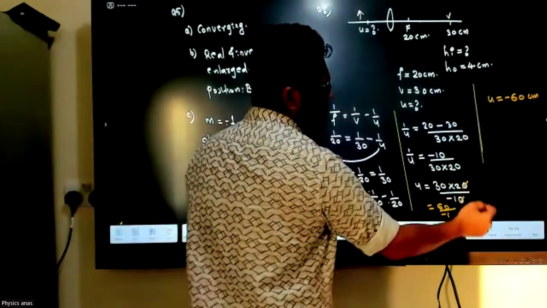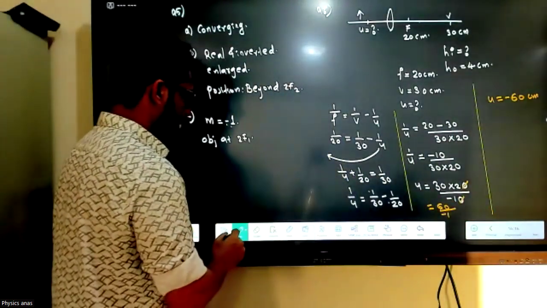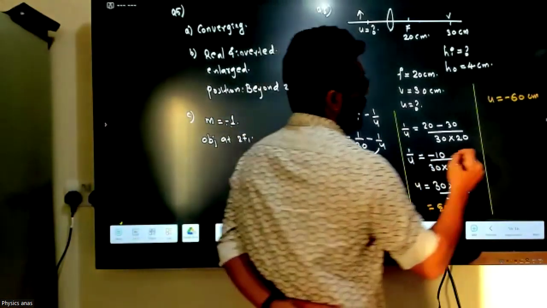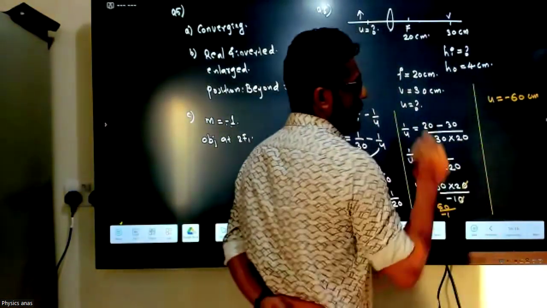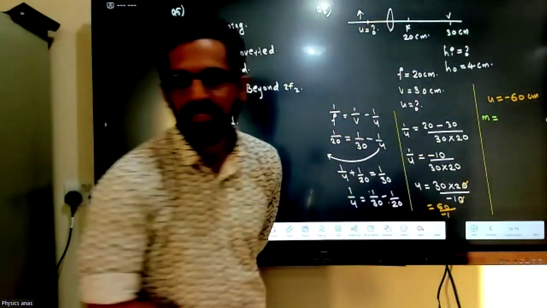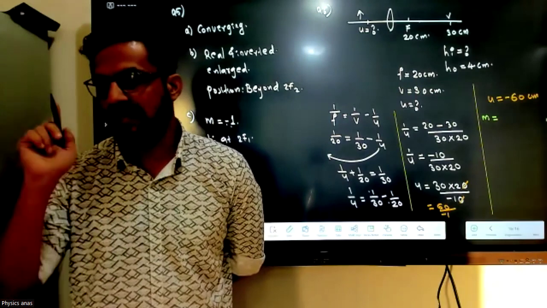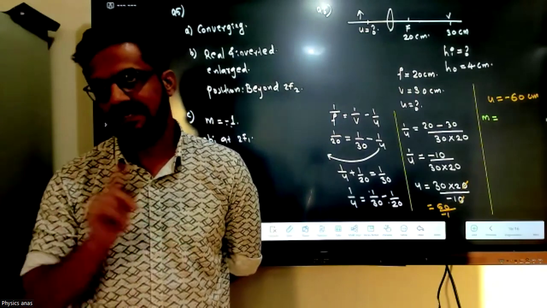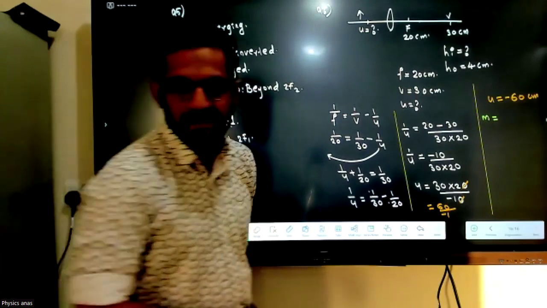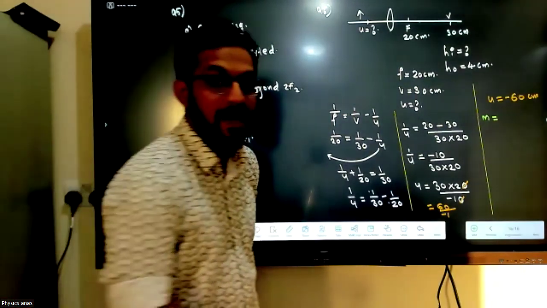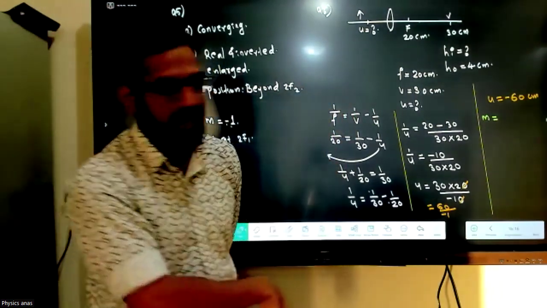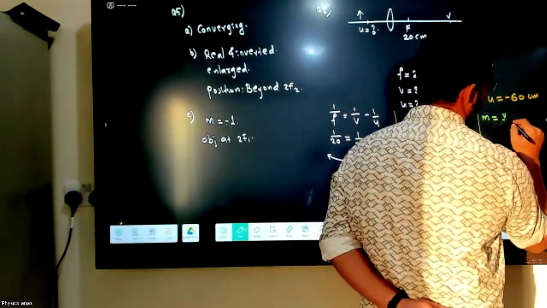Are we finished? No, we have another part of the question also. You have to find HI. If you need HI, you have to find magnification. What is the equation for magnification of lens? HI by HO is there, but you cannot use that because magnification is not given. So the next equation is V by U. You have to find magnification first, then use that equation.